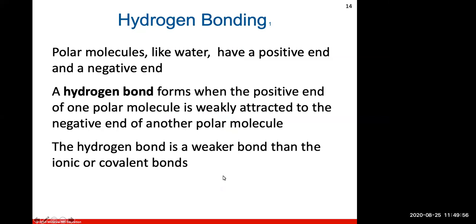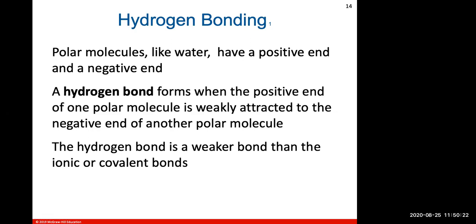Then hydrogen bonding is the third type of bond that we'll talk about. Polar molecules like water have a positive end and a negative end. A hydrogen bond will form when the positive end of that polar molecule is weakly attracted to a negative end of another polar molecule. Hydrogen bonds are not very strong. They're weaker bonds than ionic or covalent bonds.